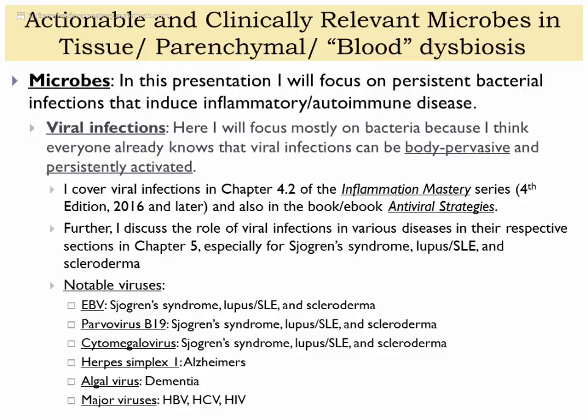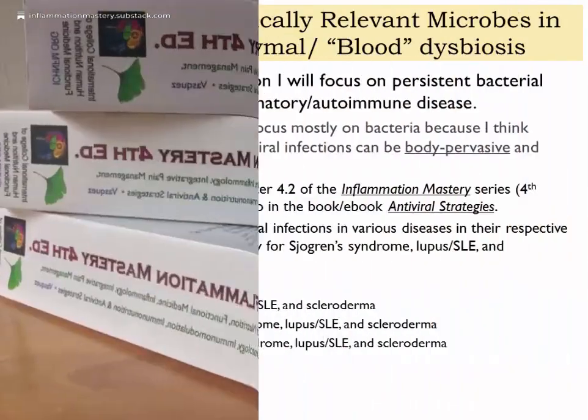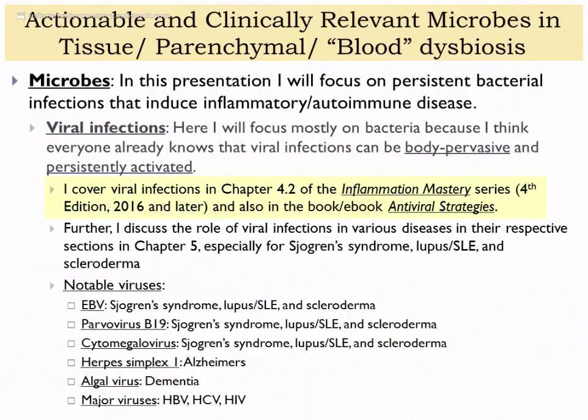So in the book, especially the bigger book now, Inflammation Mastery 4th edition, which is also now available in 2 different volumes, but the major textbook, as far as I'm concerned, is Inflammation Mastery 4th edition. In that book, as well as in a previous publication, Antiviral Strategies, I talk about viral infections. Obviously, viral infections are a form of tissue or parenchymal dysbiosis, we might say, because a lot of these viral activation states are not true infections, but the virus remains more than simply dormant. It remains a little bit active, constantly perpetuating and triggering an inflammatory and immune response, but not such a vigorous response that the immune system is actually then able to eliminate the virus.